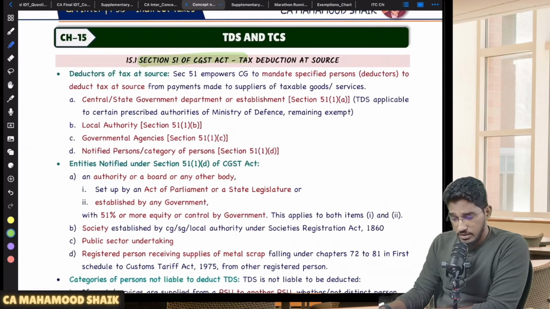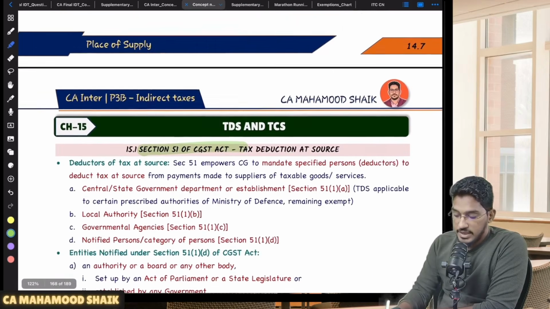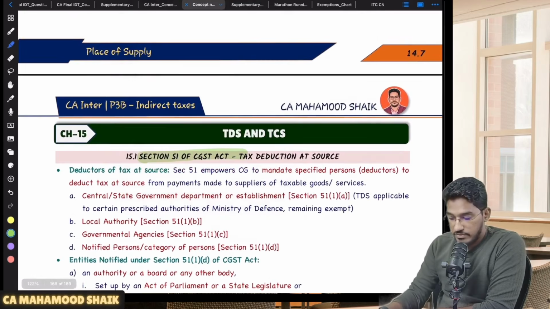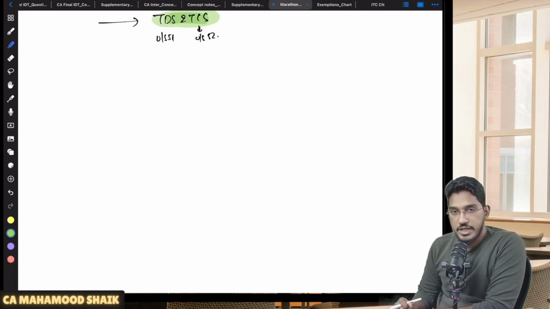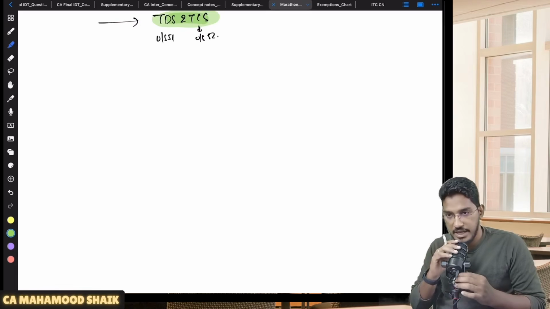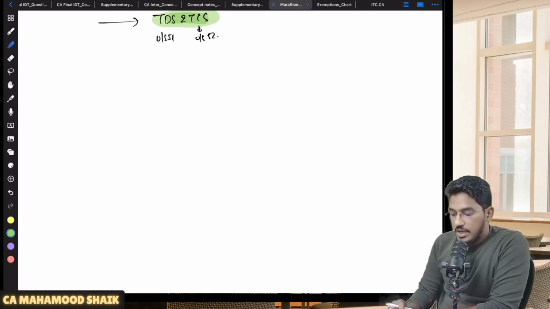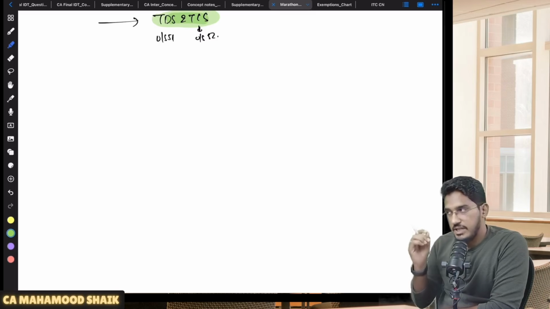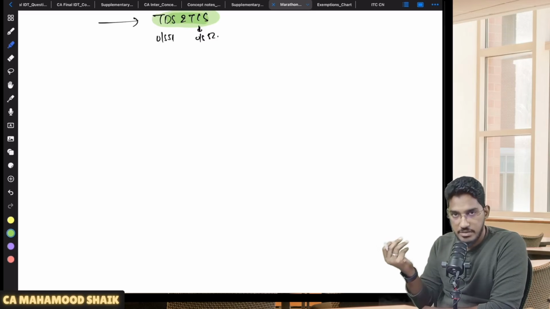Section 51 of the CGST Act puts some responsibility on TDS deduction. Sir, what exactly is this TDS mechanism? Just let me give you an overview so that you will get the clarity. Under the Income Tax Act, you might already be aware of a mechanism called TDS. The person who has to pay you some income will not pay you the full amount. He will deduct some percentage in the name of TDS and deposit it against your PAN number.